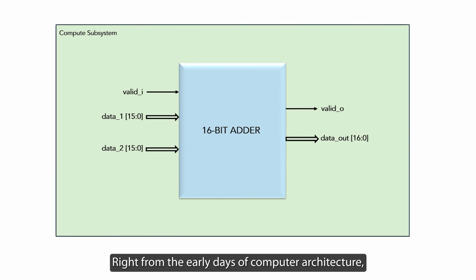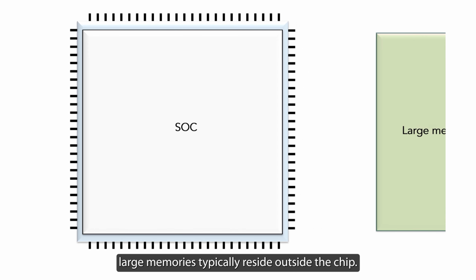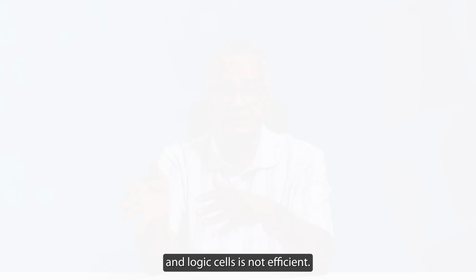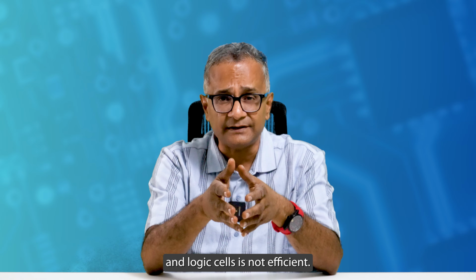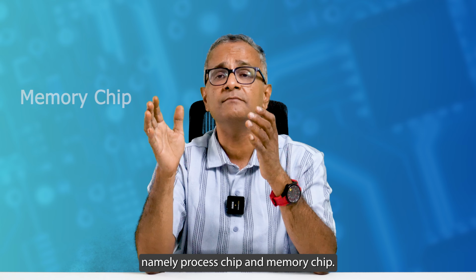Right from the early days of computer architecture, large memories typically reside outside the chip. Memory resides outside as integrating memory cells and logic cells is not efficient. Hence, they are made into separate chips, namely processor chip and memory chip.